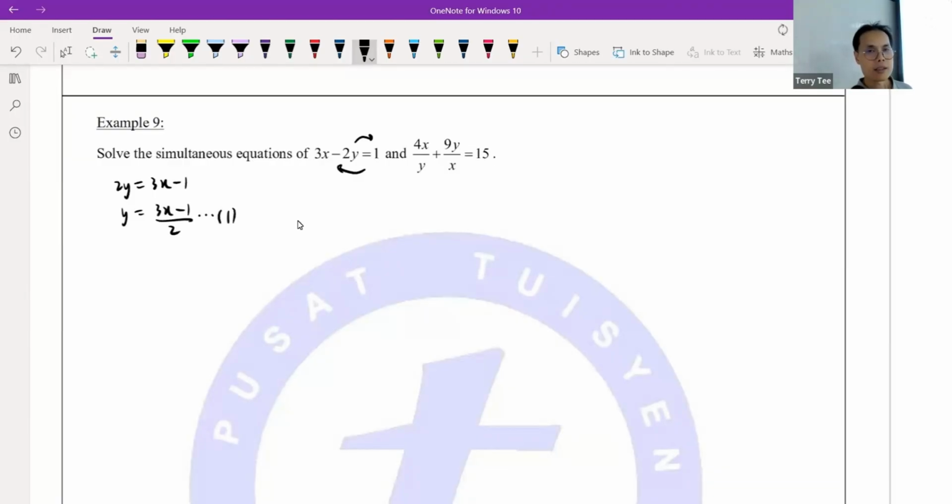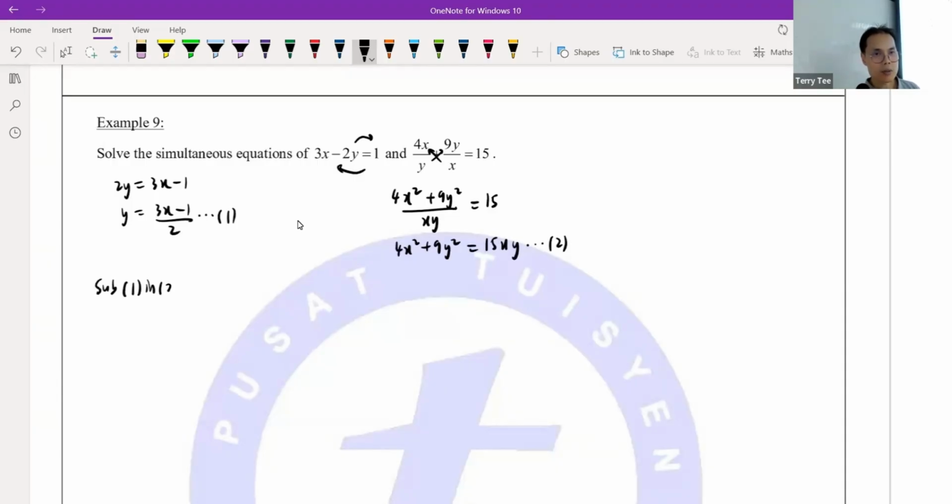Call this equation 1. Now, to get rid of the fractions, just cross multiply. 4x times x is 4x squared, 9y times y is 9y squared, divided by y times x is xy, equals 15. So 4x squared plus 9y squared equals 15xy. This will be equation number 2. Now let us substitute equation 1 into equation 2. When you substitute, you don't write y anymore. You write 3x minus 1 over 2, then you square it, equals 15x, and your y is 3x minus 1 over 2.